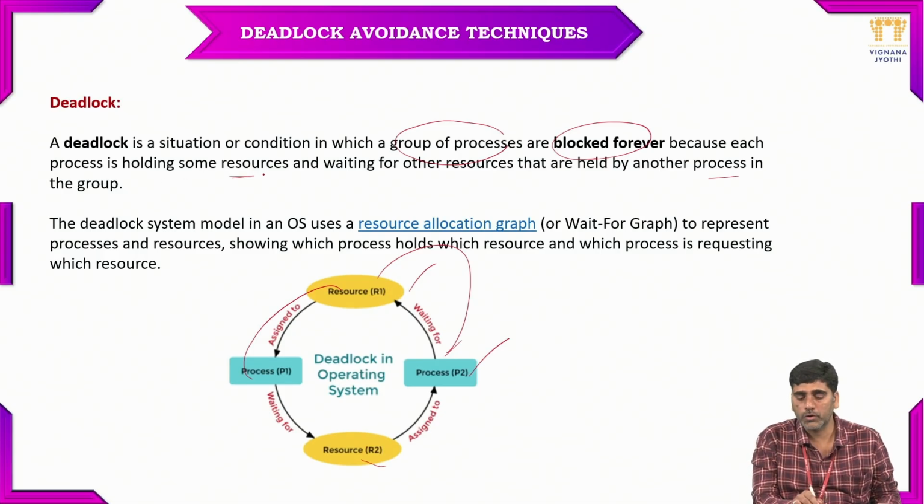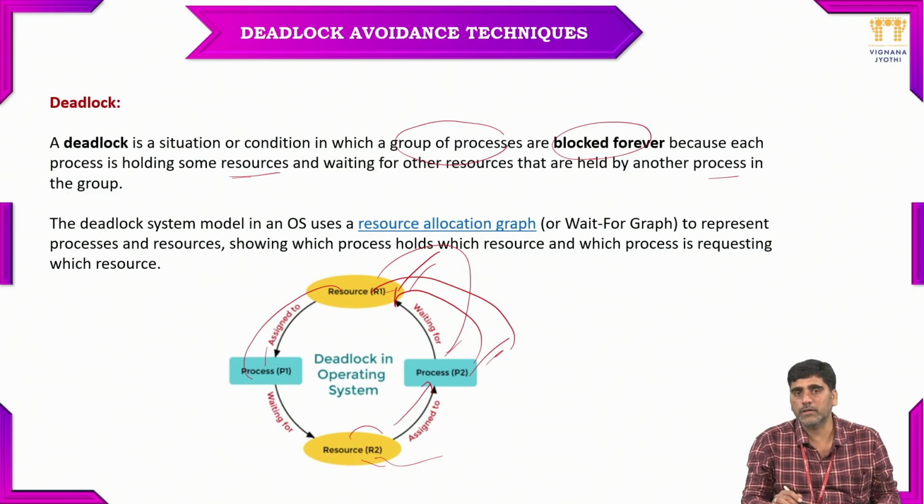Each process is holding some resources. For example, resource R1 is assigned to the process P1, but still P2 is waiting for the resource R1. R1 is already allotted to P1, but process P2 is trying to get this resource R1, so it becomes difficult. In the same way, resource R2 is already assigned to the process P2, but still process P1 is waiting for the resource allocation.